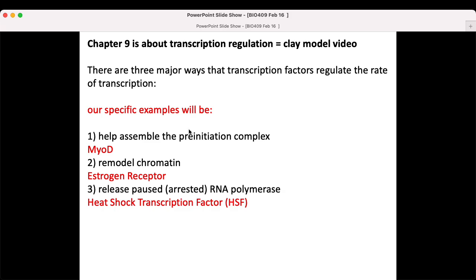We're almost done talking about it. And we could come back and make a clay model video and show that. The DNA would be bent, and MyoD would be a purple piece of clay, and it would be binding to a red piece of clay, and it would be helping get it there, get it assembled, okay? Like that, that's it. So that's our first example, that's the rate limiting step.